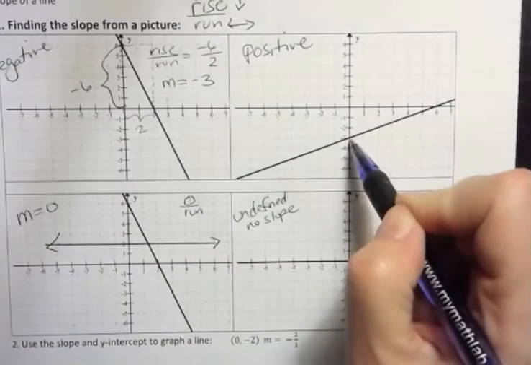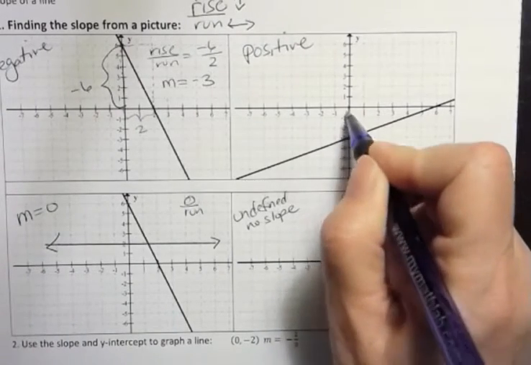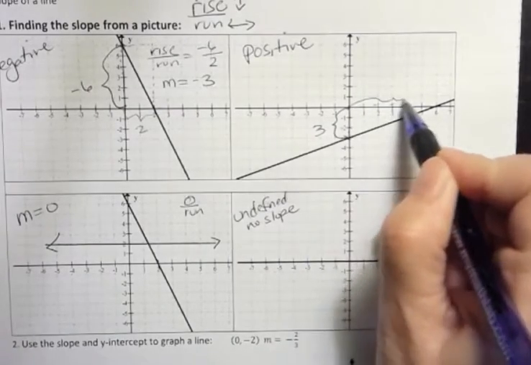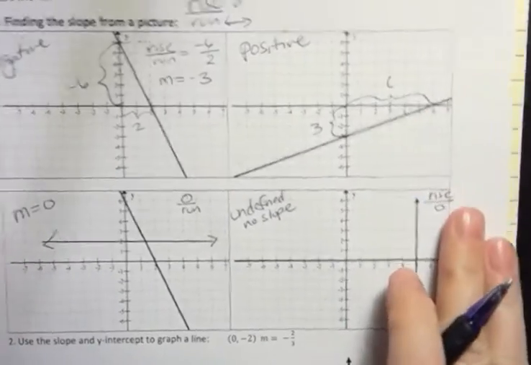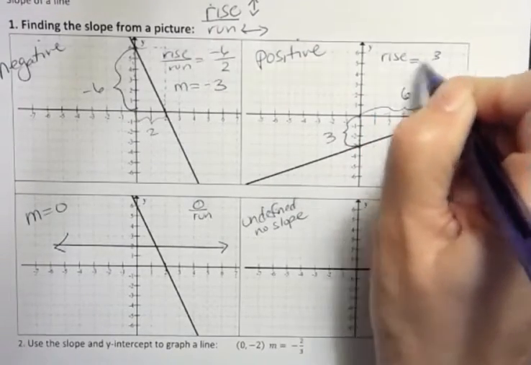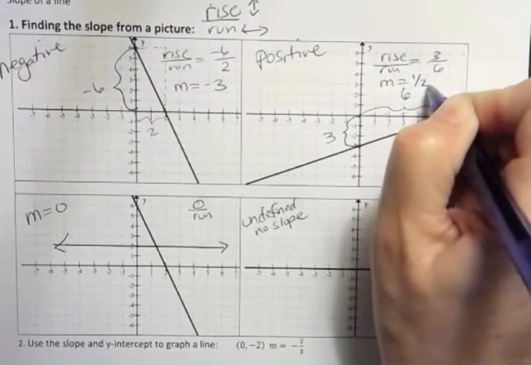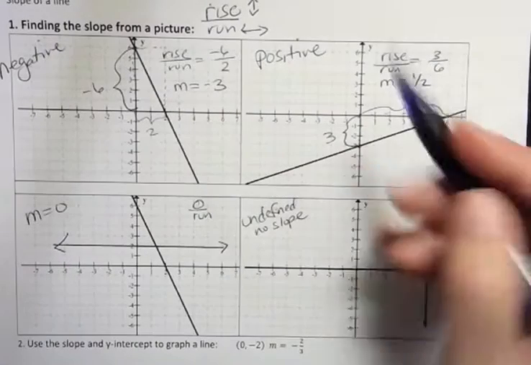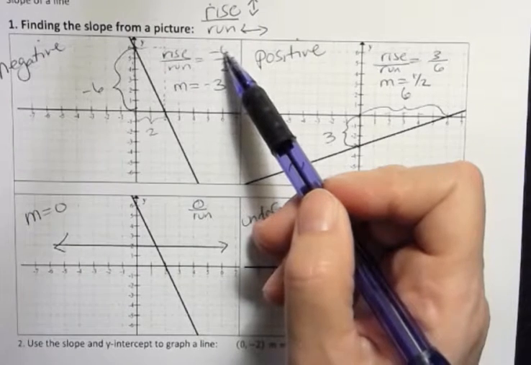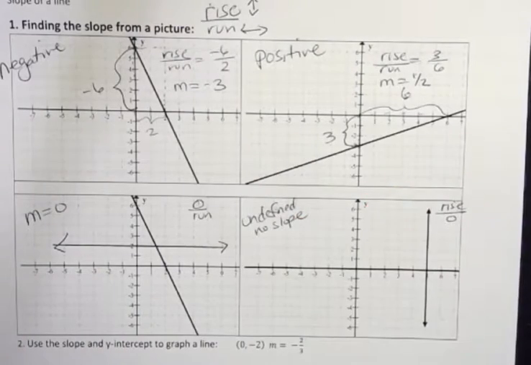What about this one? I'm going to start here and end up here. So I'm going to go up 3, and then I'm going to go over 6. So I have a rise of 3 and a run of 6, and that means my slope is 1/2. That means I'm rising 1 for every 2 that I run. Here I'm rising -6, so we say it's falling 6 for every 2 that I run.